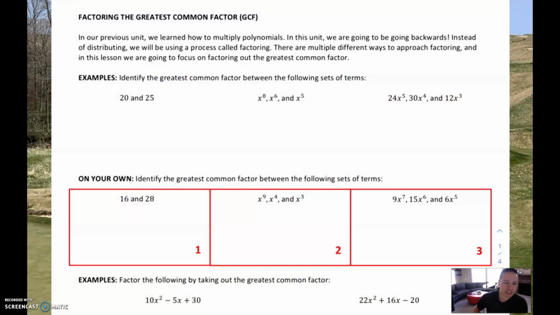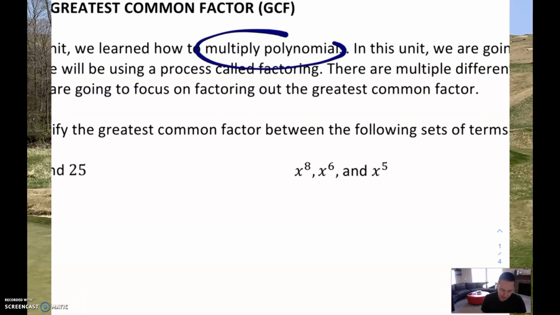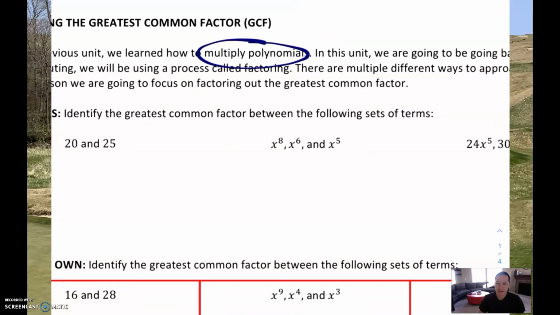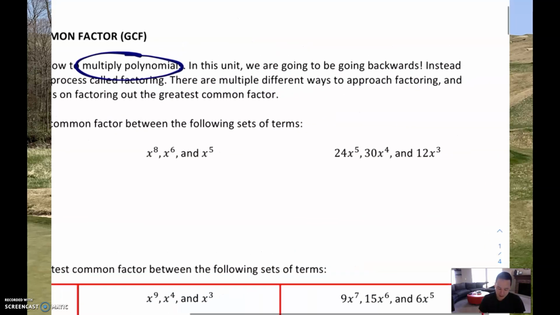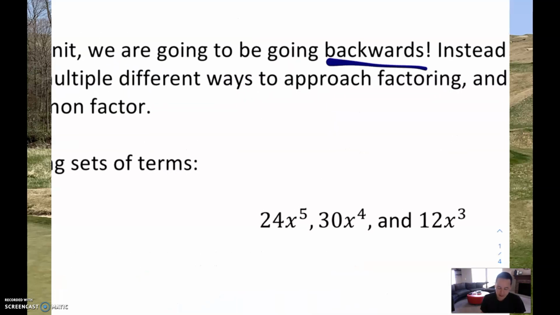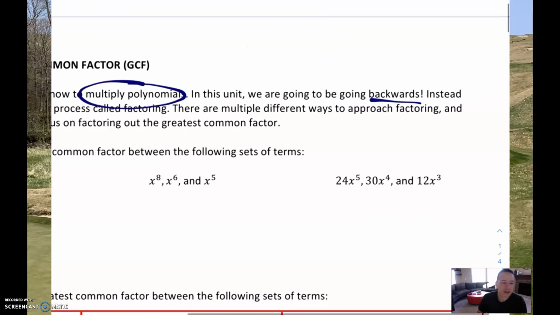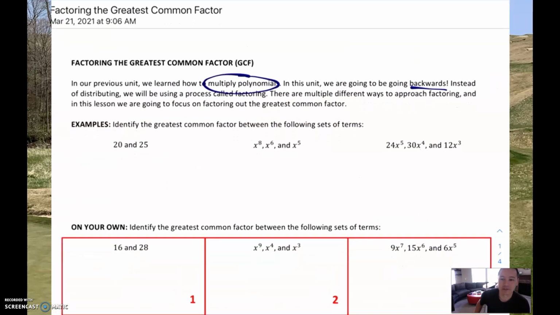So in our previous unit, we learned how to multiply polynomials. That's what we did last time. We distributed a bunch of things. We had the box method. In this unit, what factoring is, we're just going to be going backwards. So instead of distributing, we're just going to be doing the opposite of distributing. And that's going to be a process called factoring.